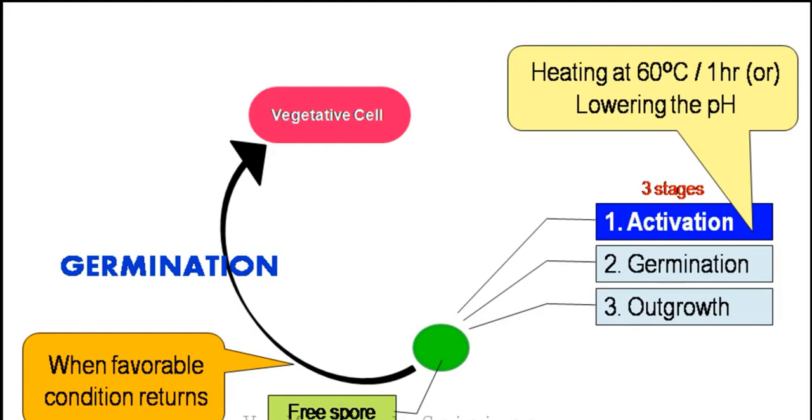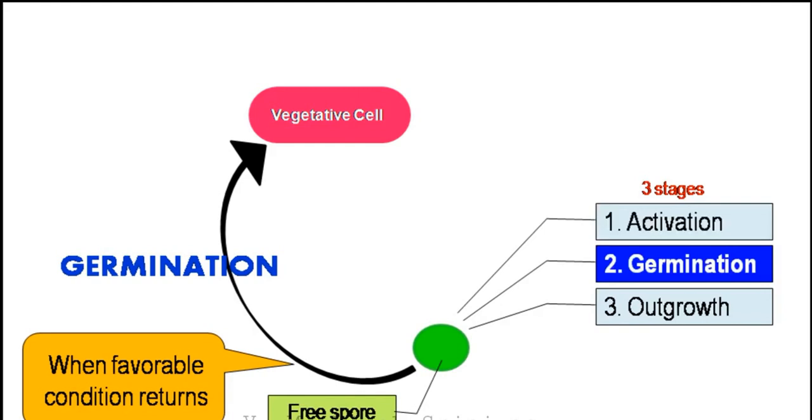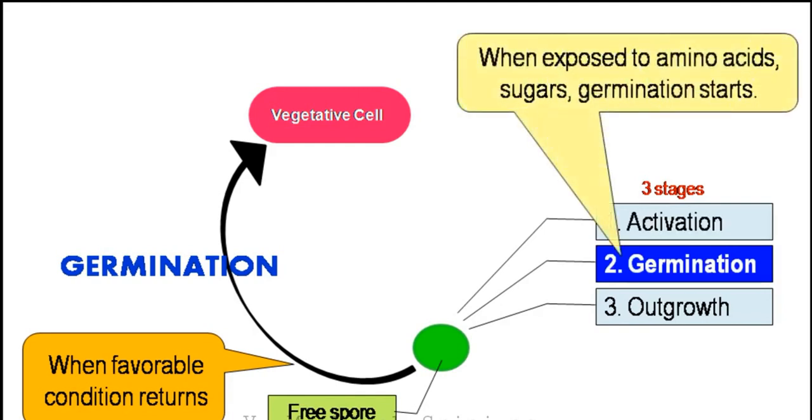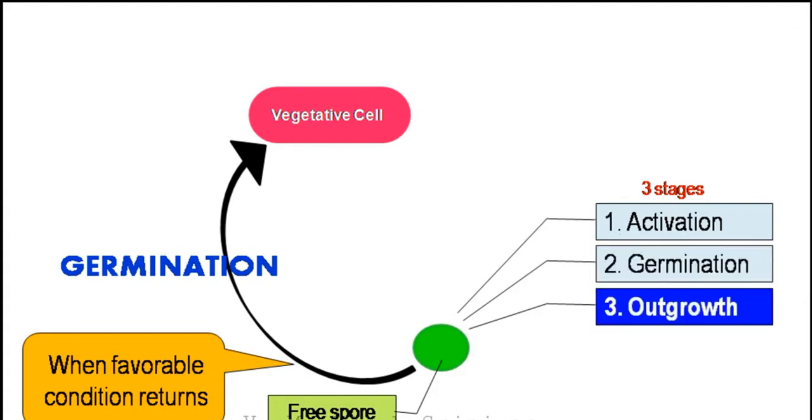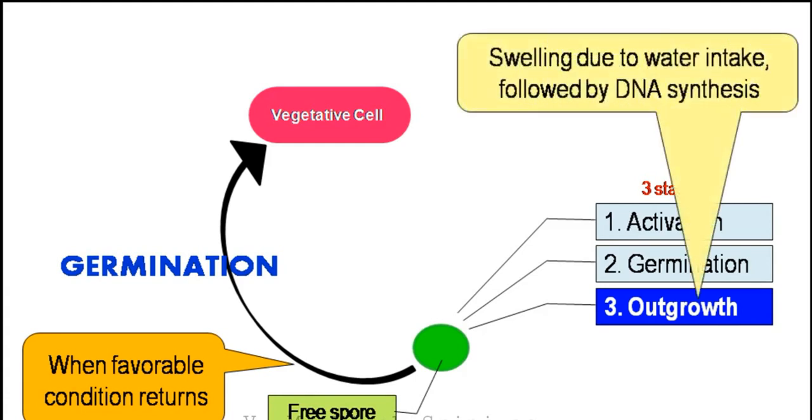Together, substances like amino acids and sugars start germination. Once the metabolism starts, the spore swelling takes place due to excessive water intake, followed by DNA synthesis. Lastly comes the outgrowth. Now, we will see about the structure of the endospore.